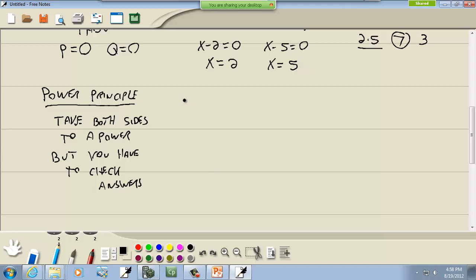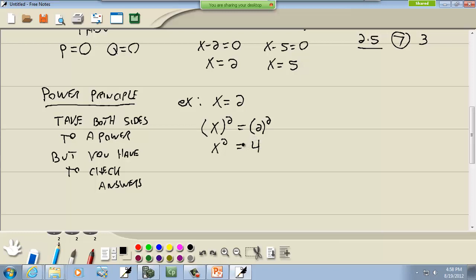For example, here's an equation just as easy as can be. And I'd ask you what the answer is, and you'd look at me kind of funny, because it's already solved, isn't it? The answer is 2. x is equal to 2. Well, the power principle says I can take both sides to the second power. Well, that'd give us x squared equals 4.